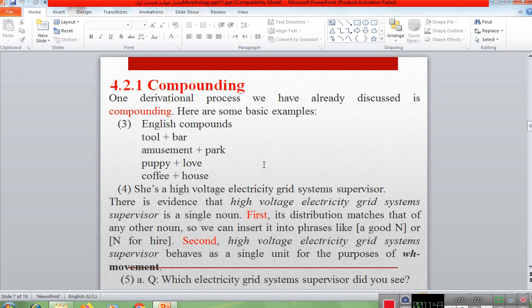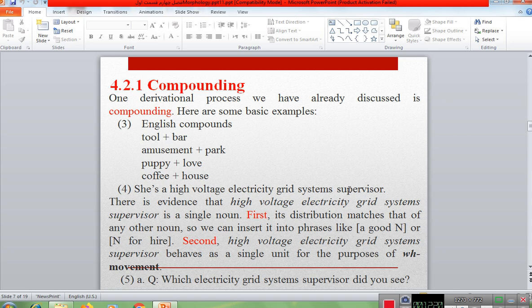You see, to give a more extreme example, if someone asks us what Violet does for a living, we might respond, for example, she is a high voltage electricity grid system supervisor. You see here, there is evidence that high voltage electricity grid system supervisor is a single noun. First, its distribution matches that of any other noun, so we can insert it into a phrase like, for example, a good noun or noun for hire.